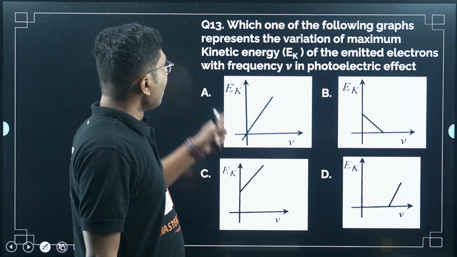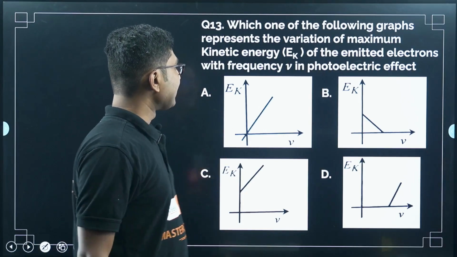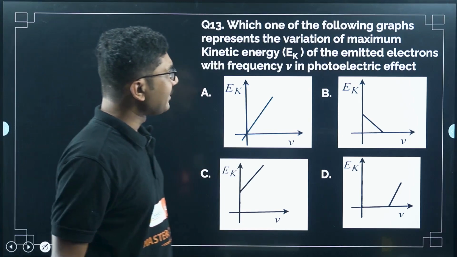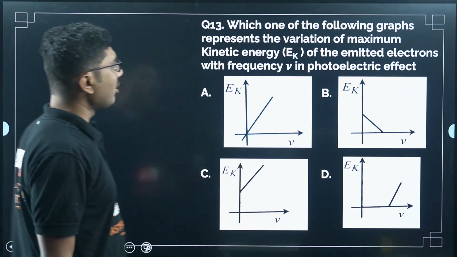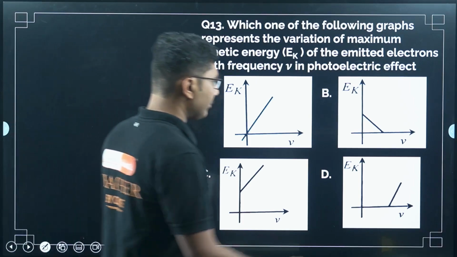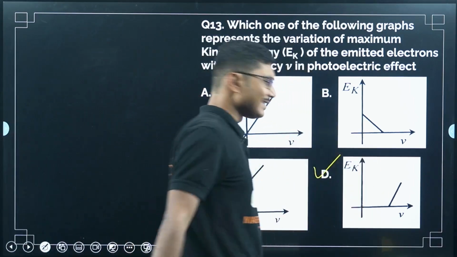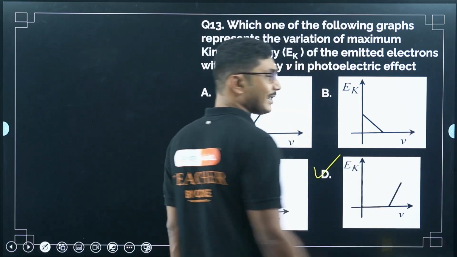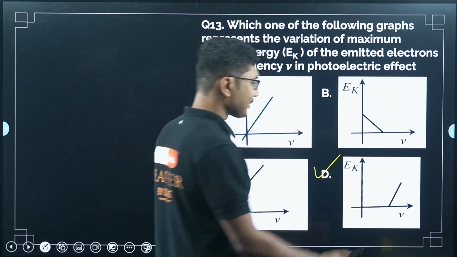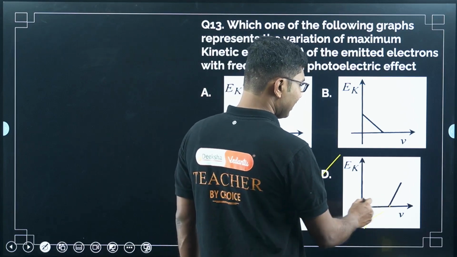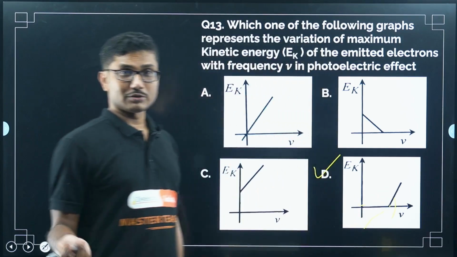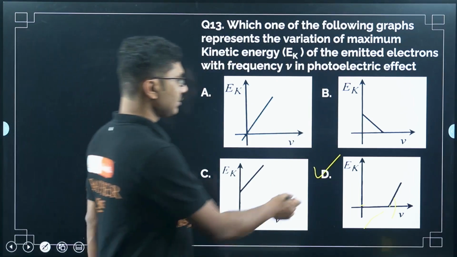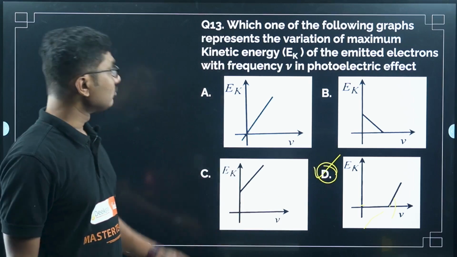Now, which one of the following graphs represents the variation of maximum kinetic energy Ek of the emitted electrons with the frequency of photoelectric effect? So, as we know, correct answer is this. Frequency versus kinetic energy is this straight line. Only thing is intercept is negative and slope, we can also know the slope h by e, right? We have solved in few questions back. So, correct answer is option D. Now, let us move on.